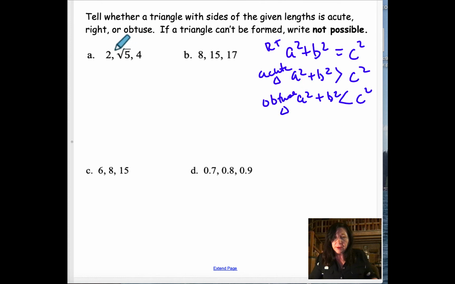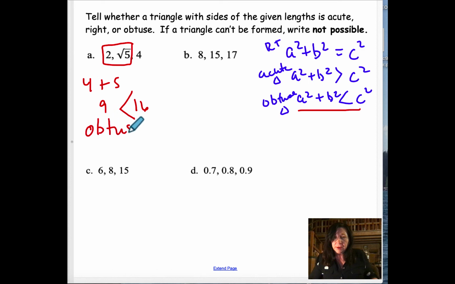So here we go. A and b are my first two sides, so you take the first two sides and square both of those. 2 squared is 4, square root of 5 squared is 5. So 4 plus 5 is 9. How does that compare to the third side, 16 squared, c squared? This is bigger, so that means that triangle is obtuse.